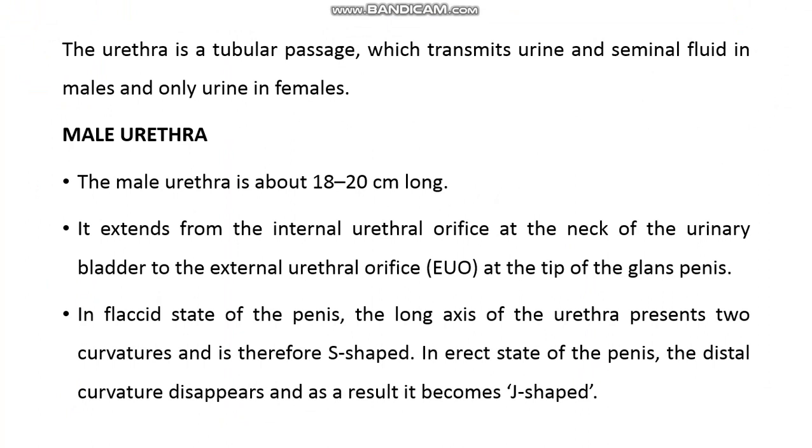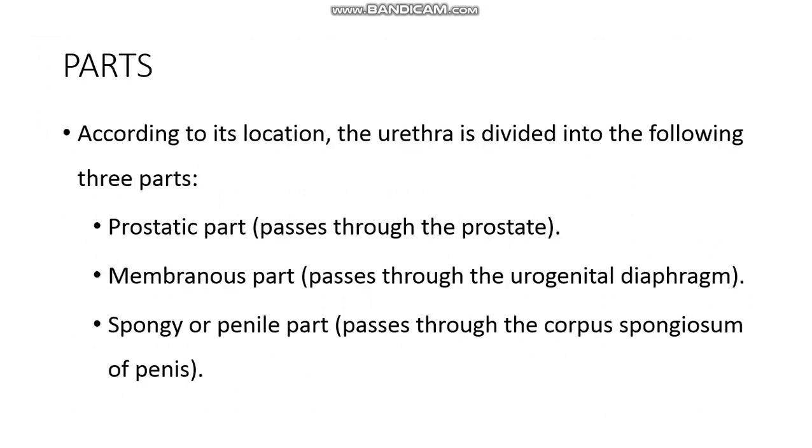Then the shape of the male urethra. When the penis, or the glans penis, is in flaccid state, the long axis of the urethra presents two curvatures. Due to that, it attains a capital letter S shape. But when the penis is in erect state, one curvature disappears. That means the distal curvature disappears, and in the erect state the male urethra has a capital letter J shape.